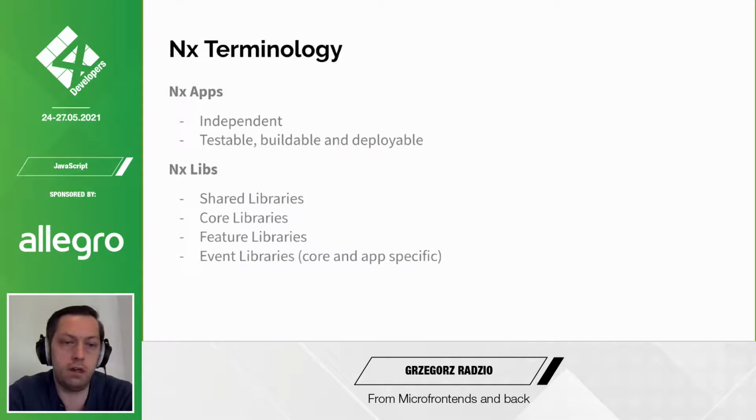And then we also have event libraries. It's sort of like a core, but the idea is that you want to share the events between different libraries or maybe different apps. So this is where we have event libraries for separation. It helps us with the dependency graph. I'm going to talk about that in a second.